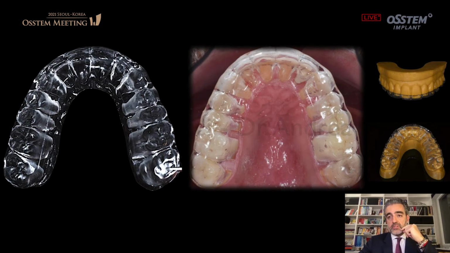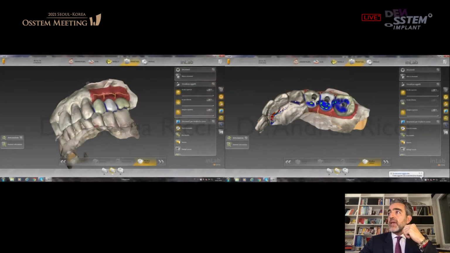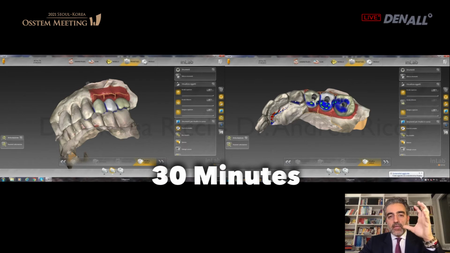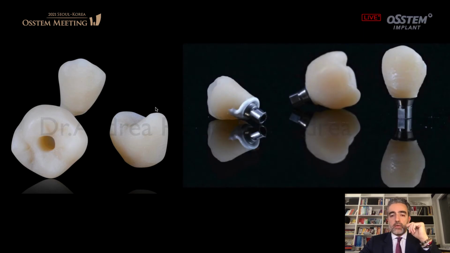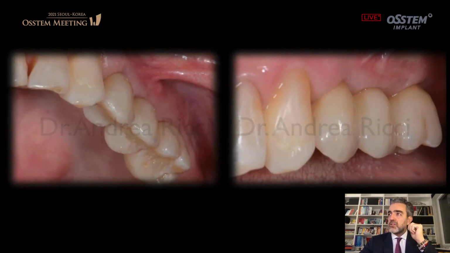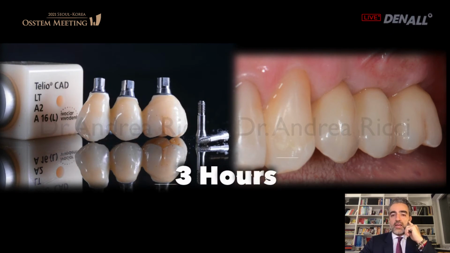Or I can scan 3 implants, for example, in this case, and within 30 minutes designing here with the in-lab software, I can design 3 units provisional that very fast can be milled with a machine or 3D printed, even though with a 3D printer the material is not very nice yet. The material is not there for 3D printing, but this provisional has been delivered in less than 3 hours with TeleCAD. Of course, very convenient as well.